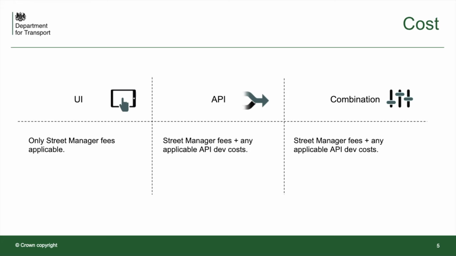Cost is another important factor in planning your Street Manager transition. The pricing structure has been designed as fairly as possible, reflecting the number of permits an organisation raises per year. This cost applies to all users, regardless of using UI, API, or a combination. For those using the UI, this is the only applicable cost, unless you encounter training costs for your new users. For those using an API, there may be a cost to develop the API link. However, this is very organisation specific. Some of you may have an in-house dev team who can create the link at minimal or no cost. The same applies for those taking a combined approach.